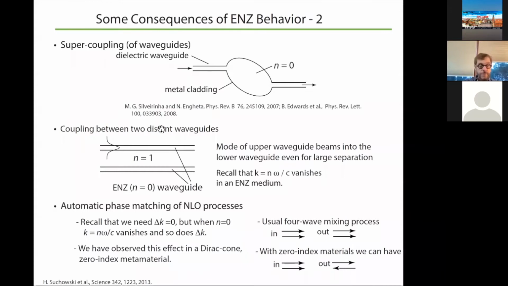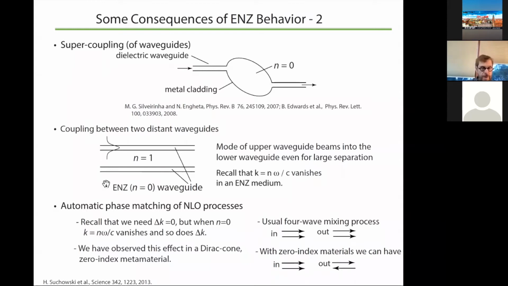Another is coupling between two distant waveguides. So here's an epsilon near zero waveguide. Here's another one. Well, the light that leaves this waveguide due to its evanescent tail will couple into this waveguide, no matter how large the separation is between the two of them.